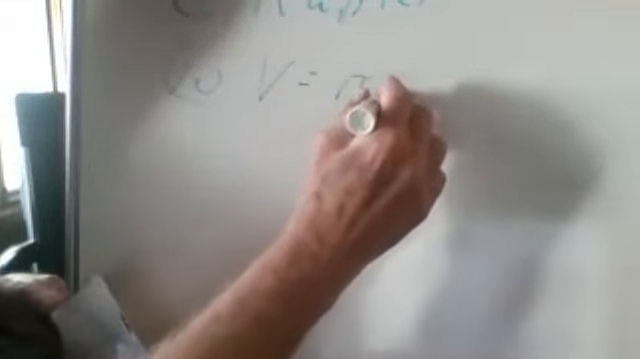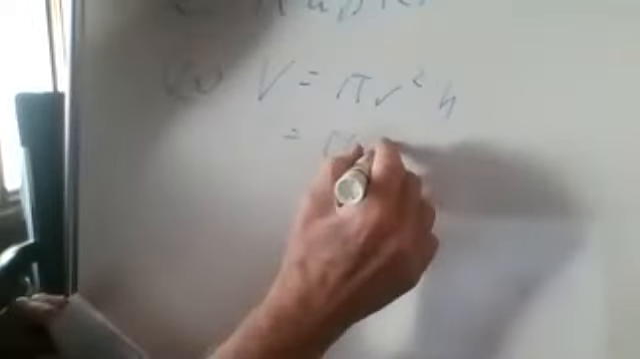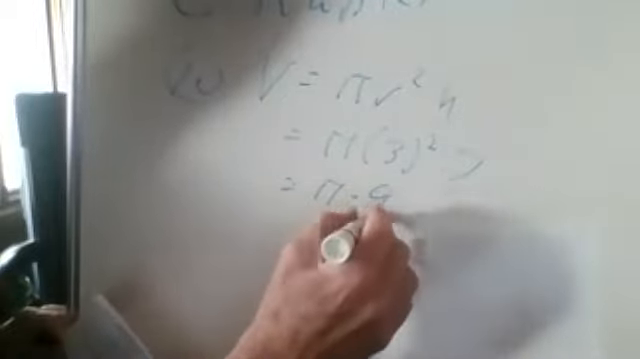And now number 10. Number 10 is the same cylinder, and it asks you for the volume. The volume of a cylinder is pi r squared times the height. So that's pi, and the radius we said was 3, squared, times the height, which was 7. So 3 squared is 9. So 9 times 7 is 63 pi meters cubed. Okay, 63 pi meters cubed.